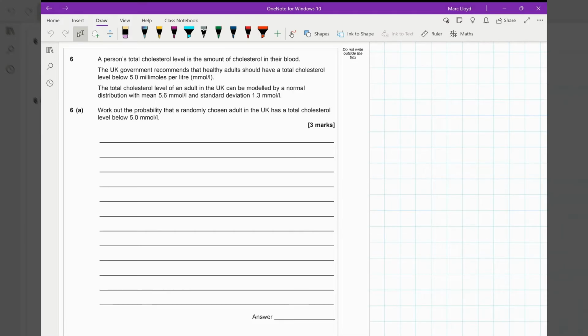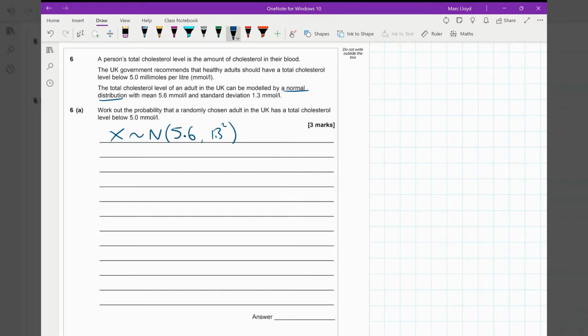So what we've got here is that the UK government recommends that healthy adults should have a total cholesterol level below 5 millimoles per litre. The total cholesterol level of an adult in the UK can be modelled by a normal distribution. So X is distributed normally with a mean of 5.6 and a standard deviation of 1.3. Now, what this then wants to happen is that they want you to put that into the standardized normal distribution where the mean is 0 and the standard deviation is 1.